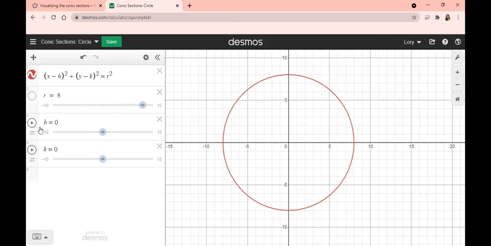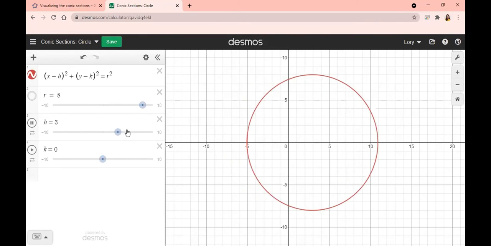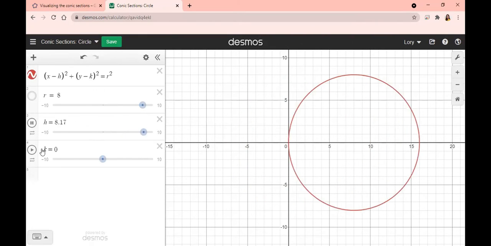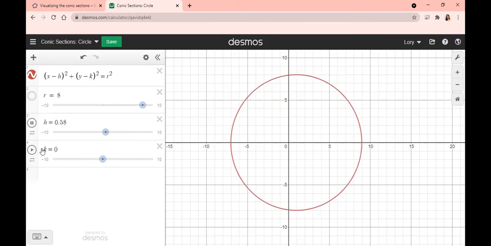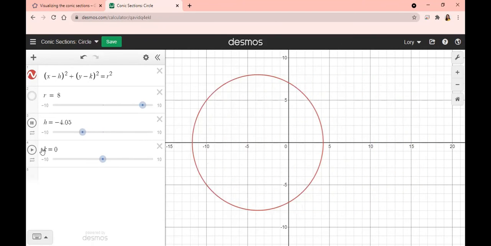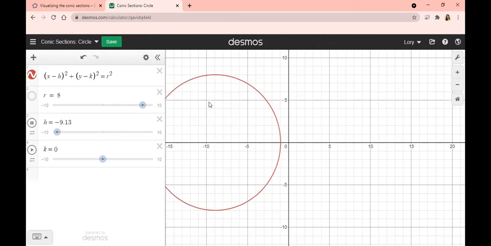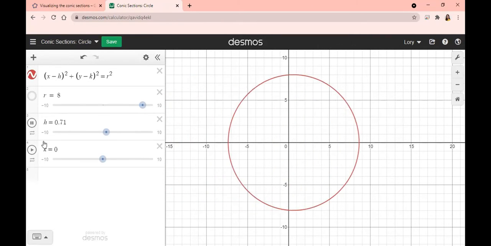Kapag daw nagbago yung value ni H, H lang muna, wala muna tayong K, 0 si K. So, meaning to say, hindi siya aakyat, hindi siya bababa. Kasi the value of K tells you whether the graph is going upward for a bit or going downward a bit. So, kung meron ka lang value for H, it would only move from left to right.